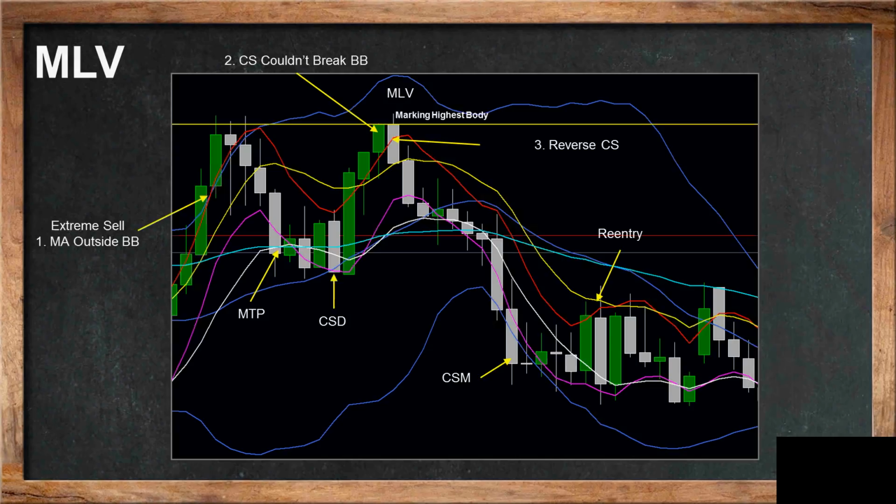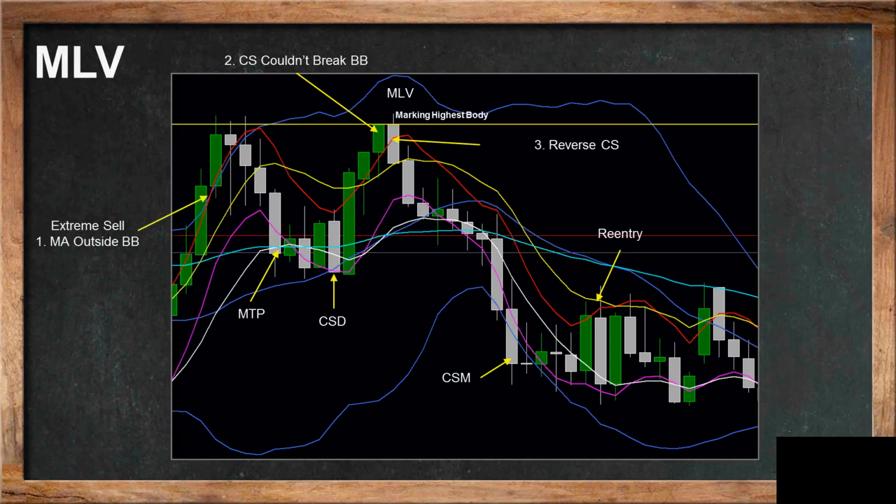Here is a good example of extreme. We have extreme MA outside of the Bollinger Band. You have reverse, so you mark the highest body, and this is the retest. After the retest candle, you have TP wajib, or mandatory take profit, at MA low, or Malo 5, Malo 10, or mid BB.